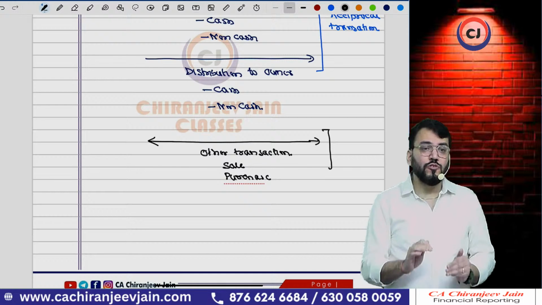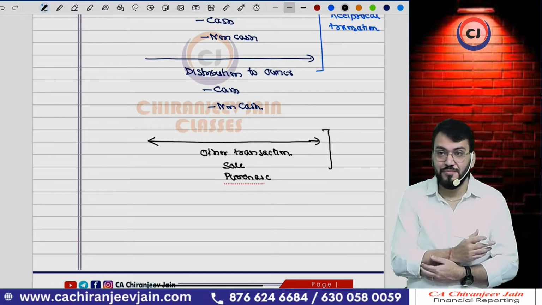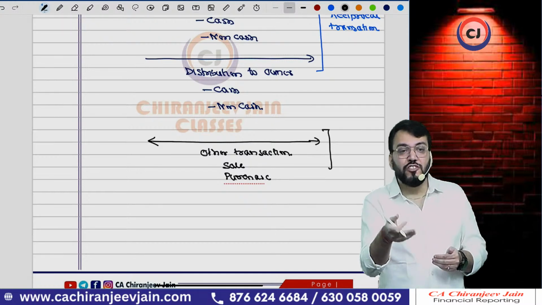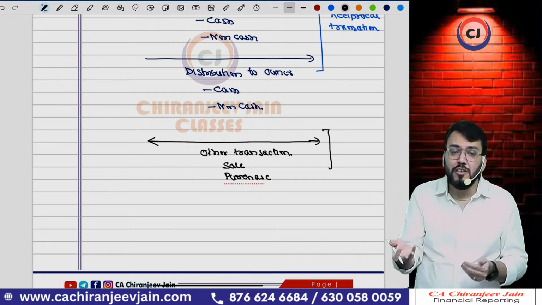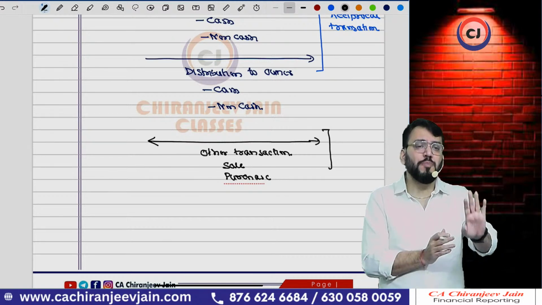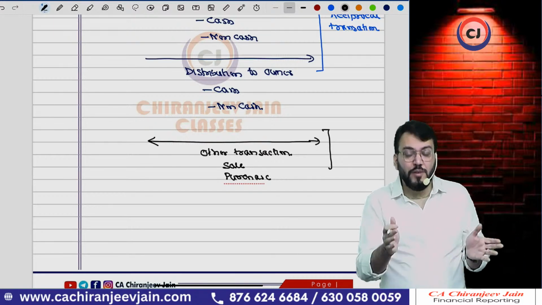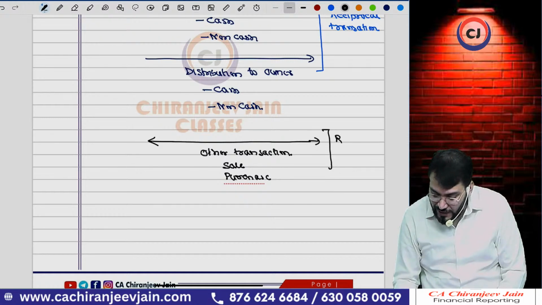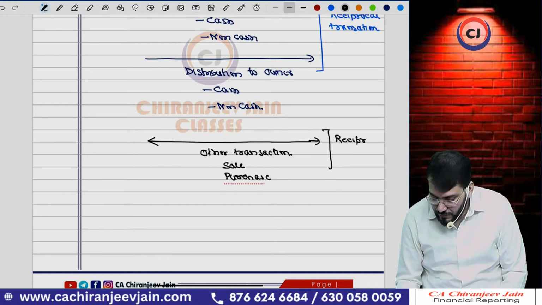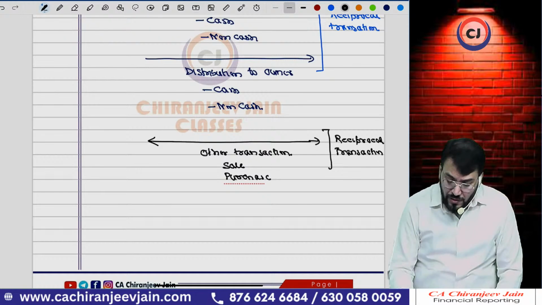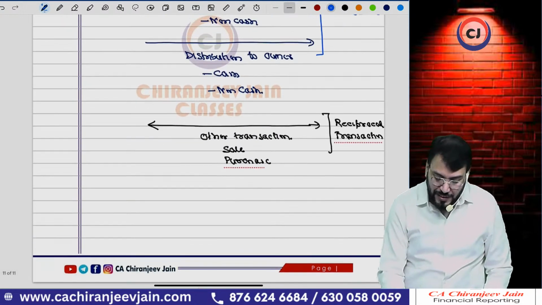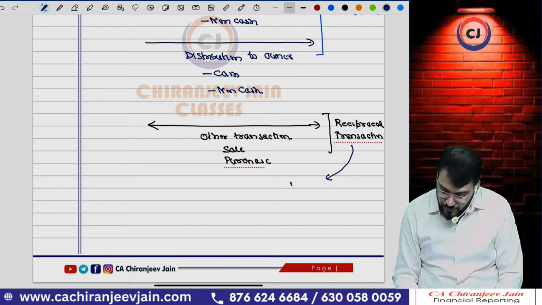But this is two-way. Means if you purchase some goods, some amount might be payable. The entity may purchase goods from the equity shareholders, but the amount is payable. Correct now? So that is two-way. This is known as reciprocal transactions. Reciprocal transactions are covered in the respective Ind AS. Right now we are not discussing this.